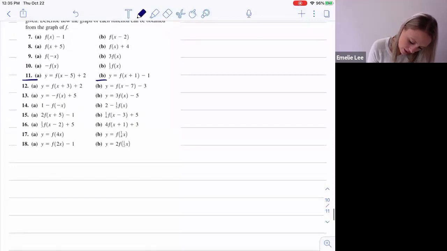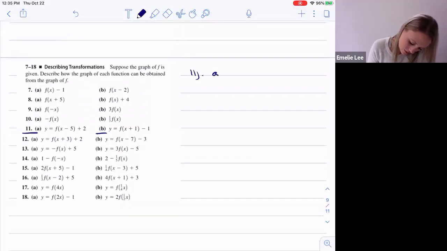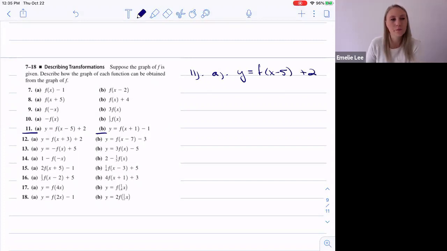So for 11A, we've got y equals f of x minus 5 and then plus 2. What would this look like? We don't know what f of x is, and it doesn't matter, right? But if I drill down to the most basic function, that would be f of x. First thing I've done is subtract 5 from x, which shifts it to the right by 5 units, so that gives me the horizontal shift. Second thing I'm doing is moving everything up by 2 units.